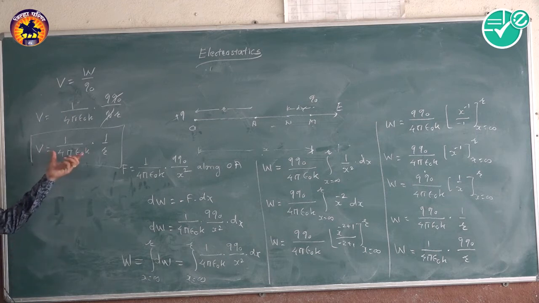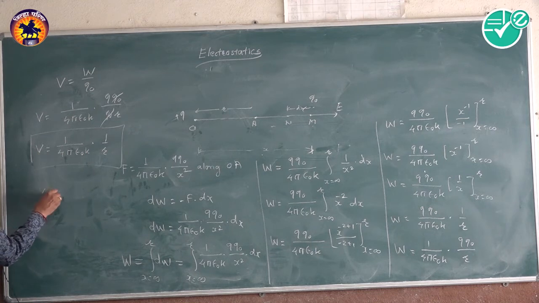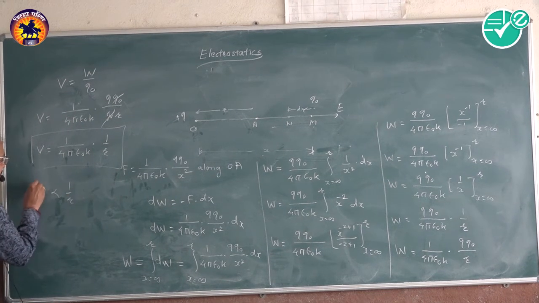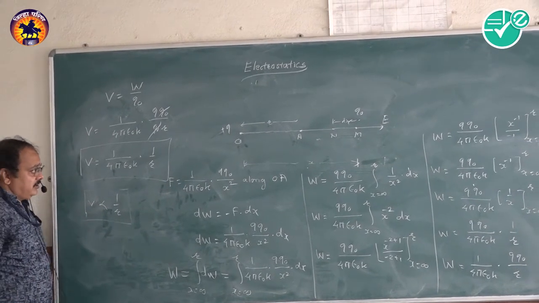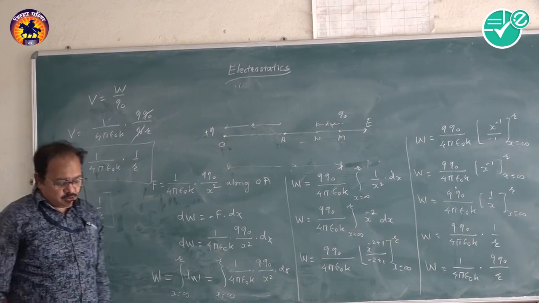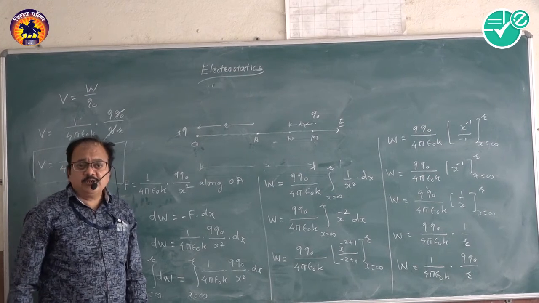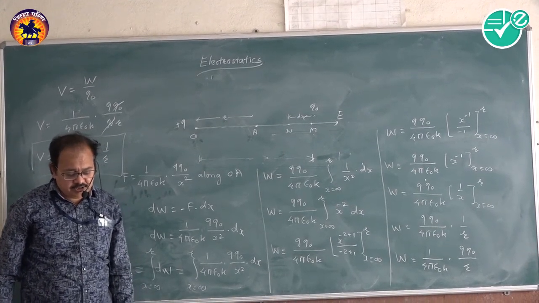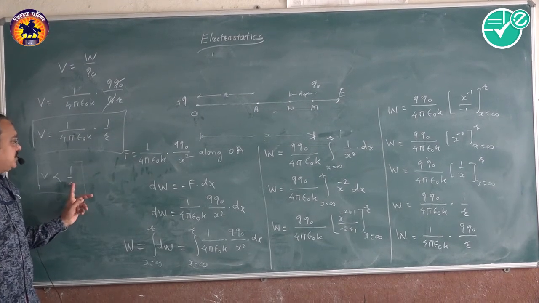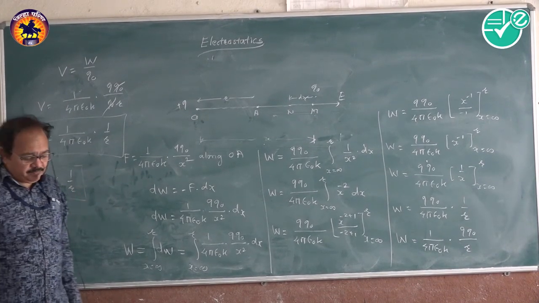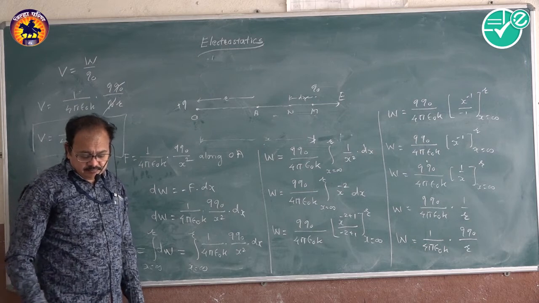If this term is taken as constant, we can say that V is inversely proportional to R. That means the electric potential due to a point charge is inversely proportional to its distance. Here we have seen that point.